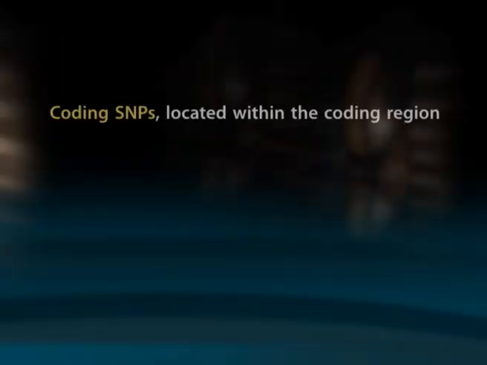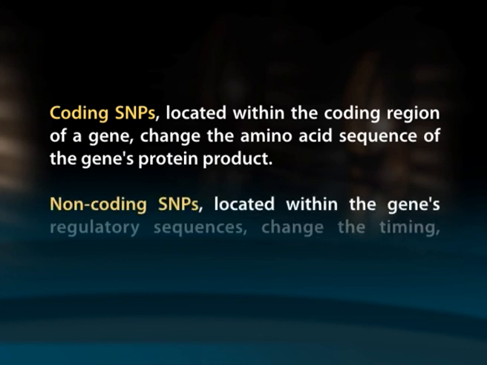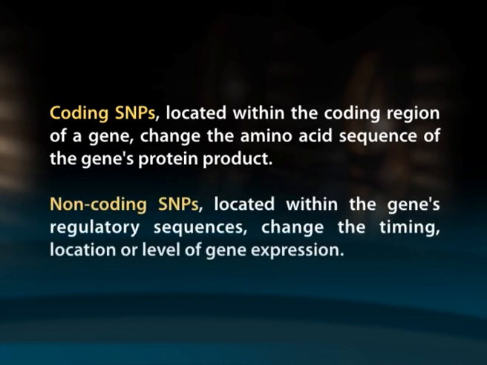Causative SNPs come in 2 forms. Coding SNPs located within the coding region of a gene change the amino acid sequence of the gene's protein product. Non-coding SNPs located within the gene's regulatory sequences change the timing, location or level of gene expression.